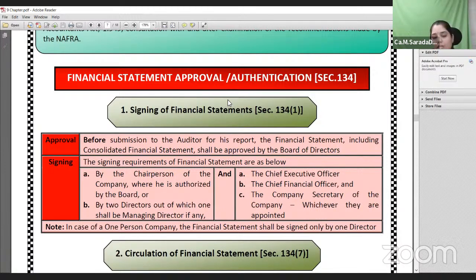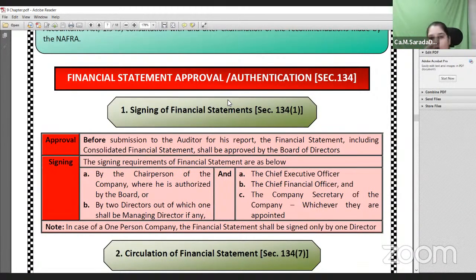However, in case of a One Person Company, these financial statements are signed by only one director. Remember this particular point. Okay. See, suppose in an examination practical question, they say the financial statements of PQR Limited are signed by the chairperson who is authorized by the board and the managing director of the company. However, the company is also having a company secretary who is appointed by the company, but he did not sign the financial statements. In such a case, is it valid or not?